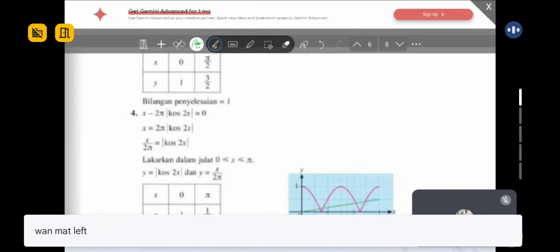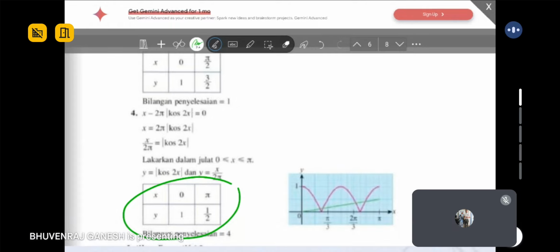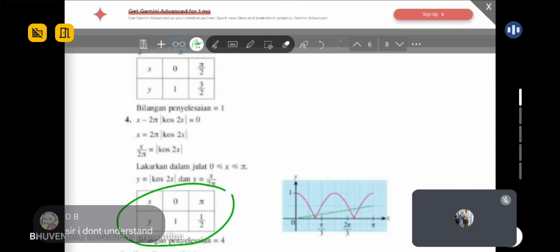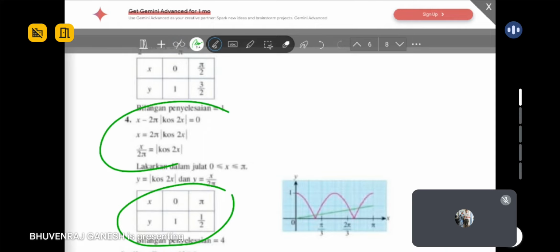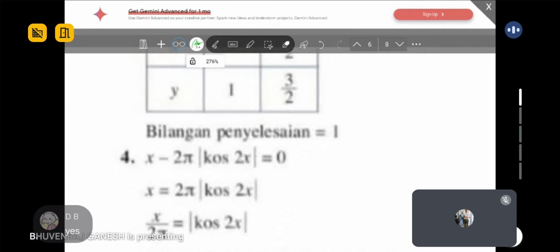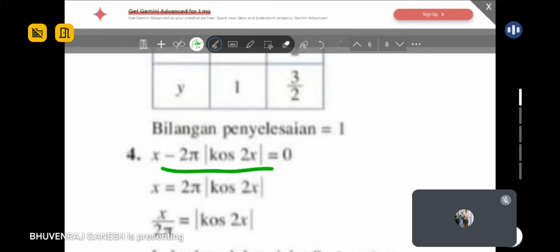For the cos 2x, wait, let me see. They did not make a table for cos 2x. May I know which part you don't understand? This one, you don't understand how to modify the equation. Oh, very simple. Guys, this one is your starting equation. So this value, you shift to the right hand side first. Do you understand that? Negative value, we shift to the right hand side. So that's the first step.